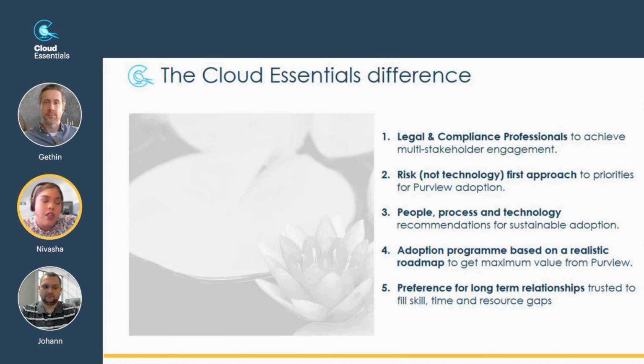We also ensure that we prioritize your risk and not just your technology throughout your governance journey. Thirdly, we ensure that people, process, and technology recommendations are always encompassed throughout our various engagements. We also ensure that any adoption that we recommend is based on a realistic roadmap that takes into account your various business priorities as well as any regulatory goals that you might have. Thank you. And with that, I'd like to hand you over back to Gavin.